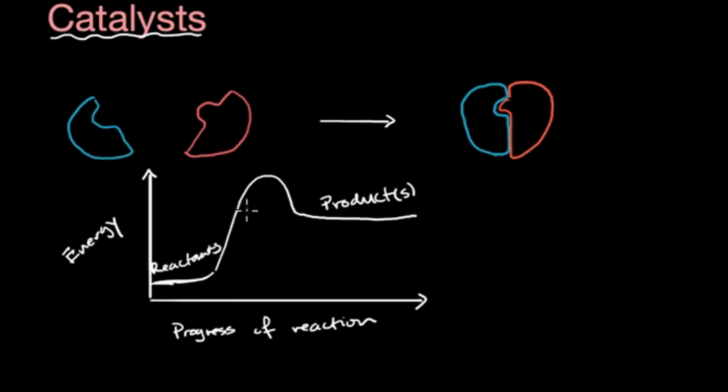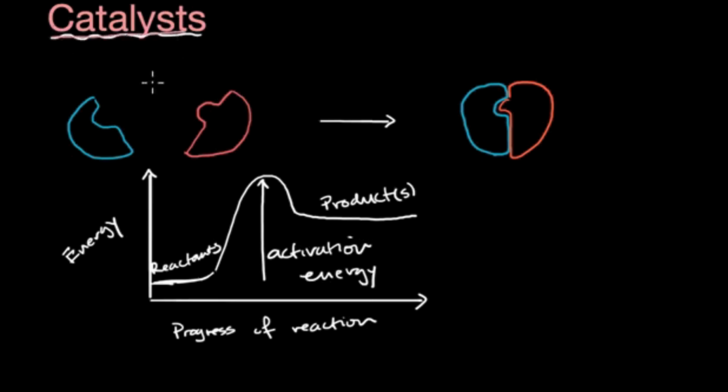Now this hump over here, where we have to put even more energy than we end up with in our products at the end, we call that the activation energy. The energy that you need in order to make this reaction happen from left to right. So this right over here is the activation energy. Now, I said that this video was going to be about catalysts.